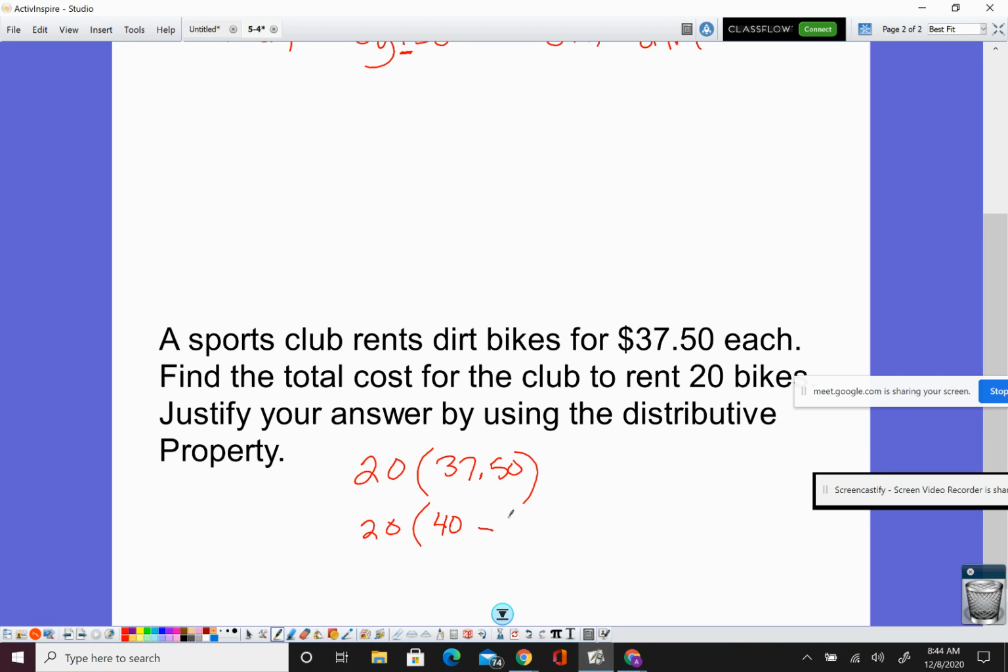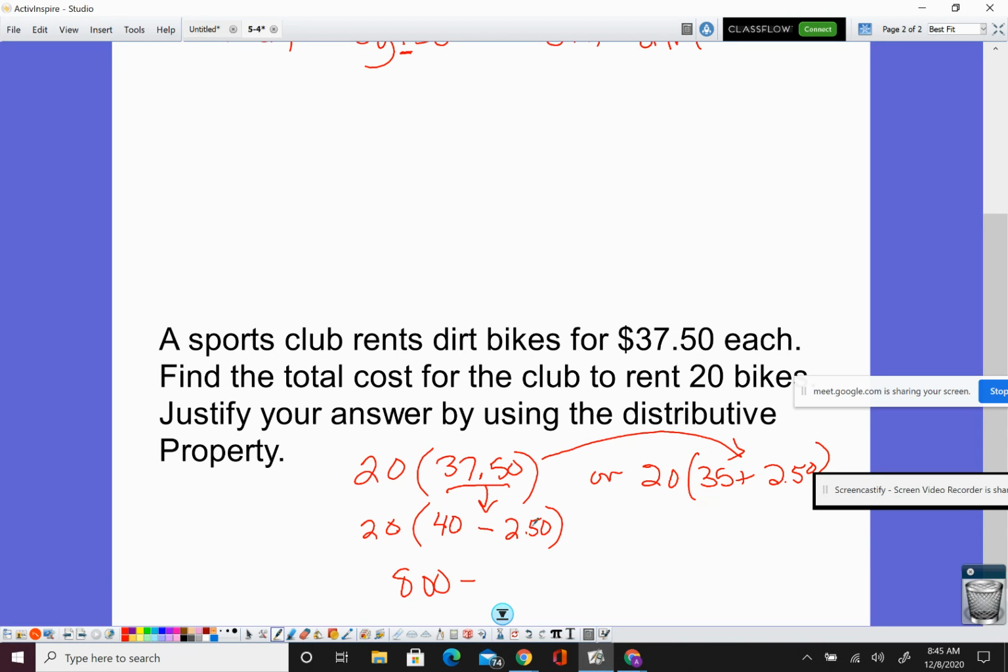40 and take away $2.50 of the 20. Or we could say it's 35 plus 2.50. Whichever you prefer to do, it doesn't matter, but you're going to break up that $37.50 into two different quantities, whichever way you want to go. I'm going to go this way because 2 times 4 is 8. So 40 times 20 is 800 minus, and then we have 20 times 2.50.